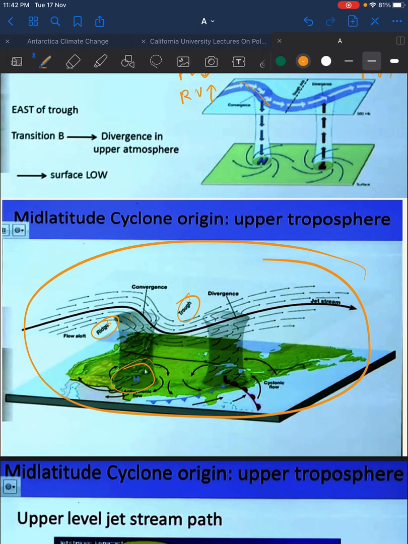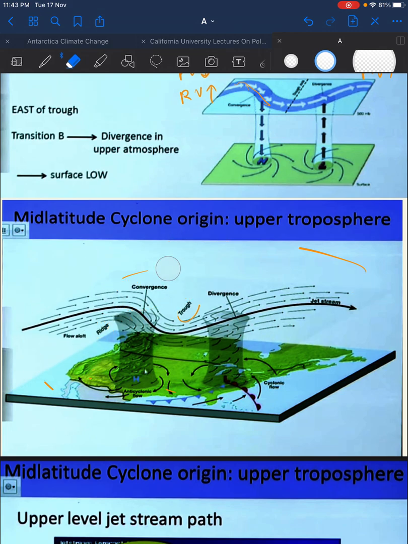Okay, ridge means there is a convergence of wind in the upper atmosphere. If there is a convergence in the upper atmosphere, that means there is the opposite on the earth surface, so divergence in the lower atmosphere on the earth surface, and in this case you will get a high pressure zone. Simply over here you have divergence in the upper atmosphere, that means there is a convergence in the lower atmosphere. Here we have divergence and here we have convergence, so it is associated with cyclonic activity.